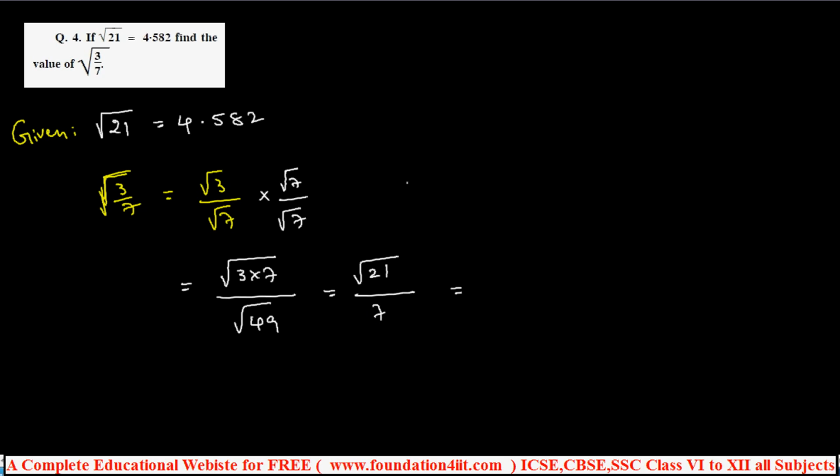Now we can apply the given value. So root 21 is given, that is 4.582, and divide by 7. So normal division we can do this. So how much do you get?